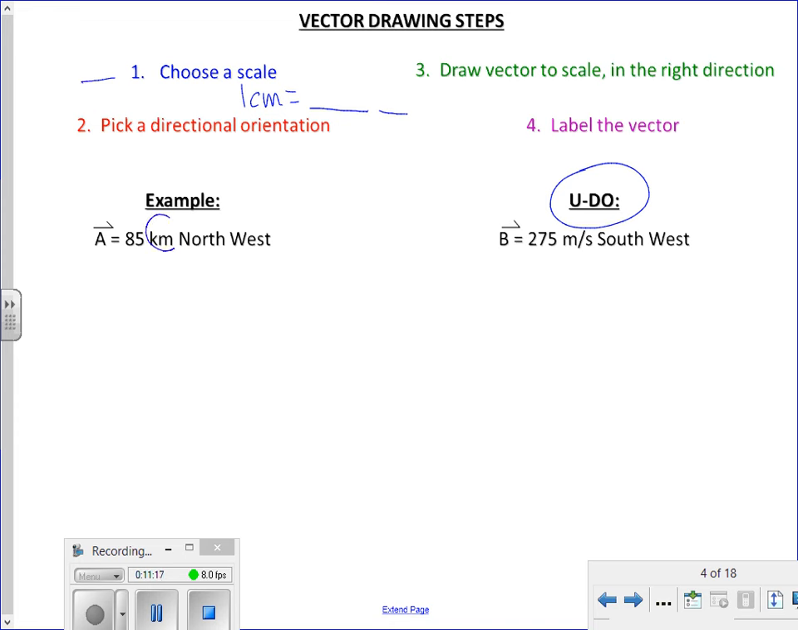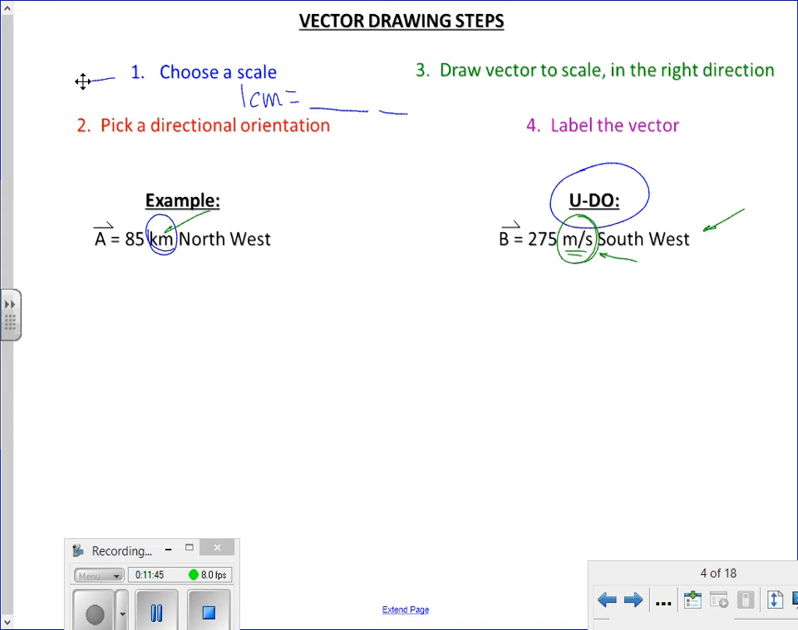In this case, it's going to be some number of kilometers. In this case, it's going to be some number of meters per second. So I guess the question is, what kind of vector is this, if it's something measured in meters per second? This one we sort of know, right? This is kilometers, a measure of distance. Meters per second, a measure of what?